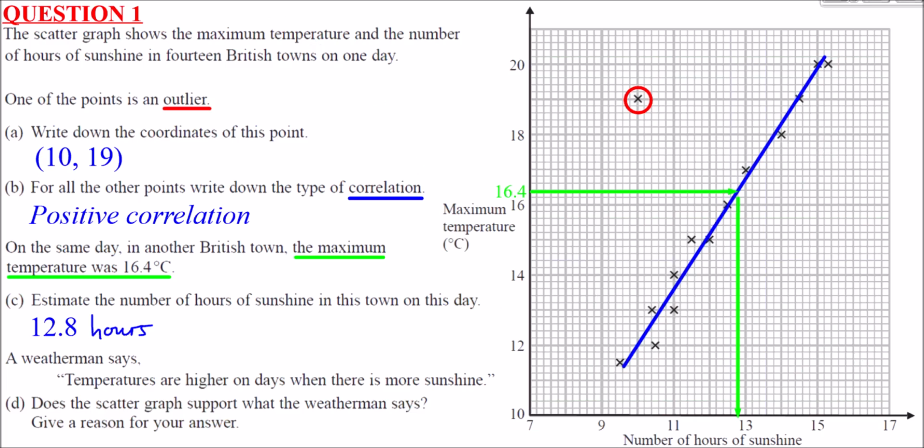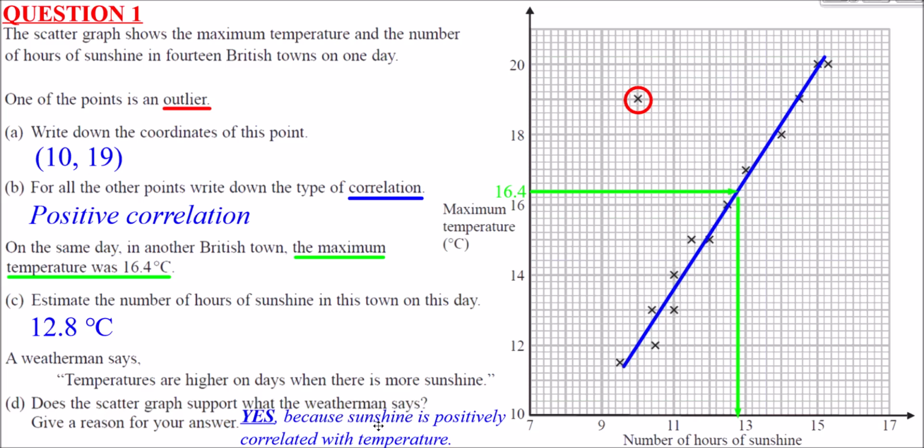So in terms of what you need to put down for your exam, something along these lines should do you. Simply and importantly put yes, because sunshine is positively correlated with temperature. If you wanted to be as lazy as possible, you could probably just about get away with saying positive correlation, but I would strongly recommend that you give some extra wording and information to explain why you believe it is the case that the scatter graph supports the weatherman.